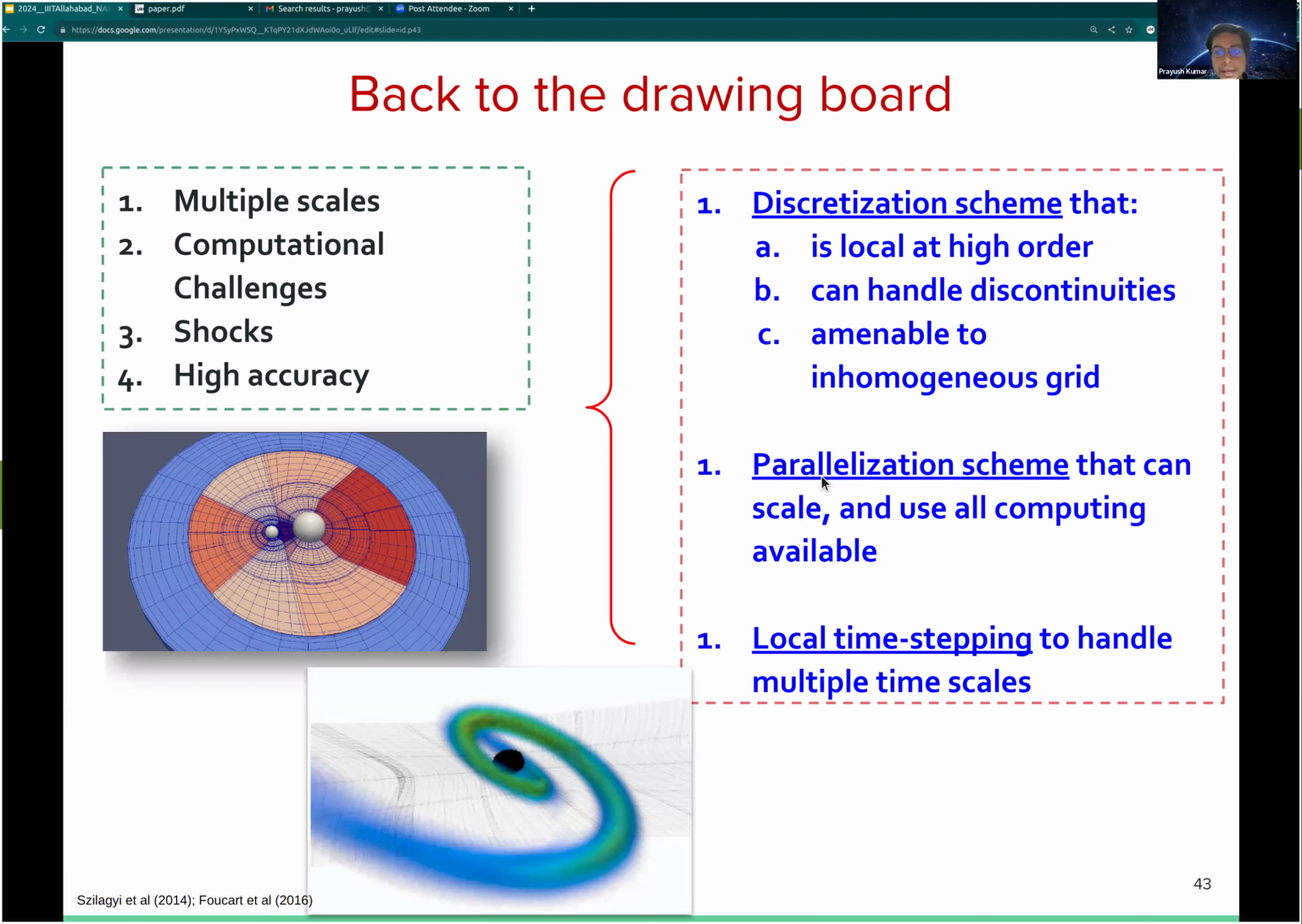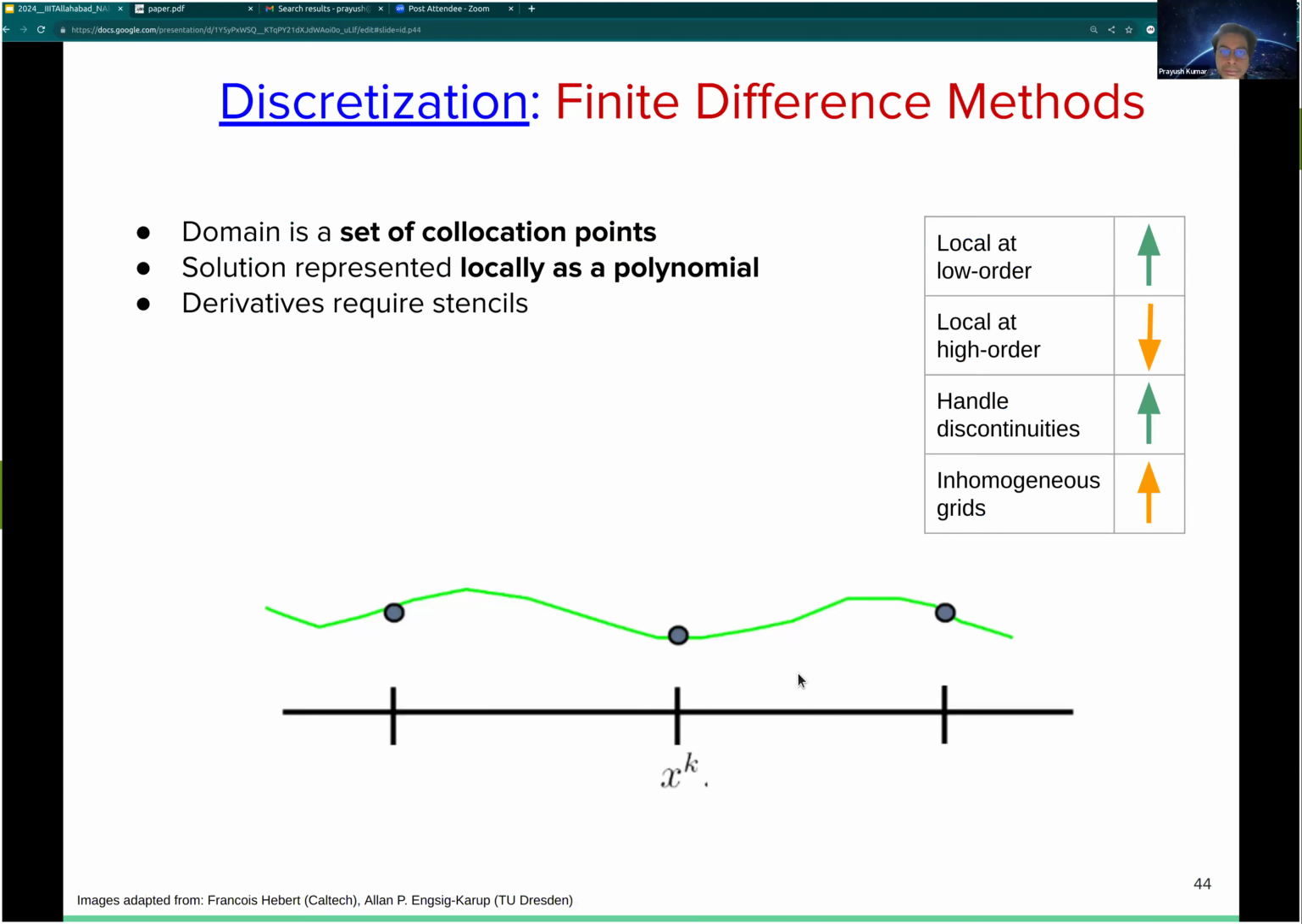And finally, instead of evolving time globally everywhere simultaneously, we can evolve time locally in different pockets of our domain and stitch them together as we go along. So let me talk about each of these three together. And this is the part where I'm describing what we are doing to address the future challenges of the field.